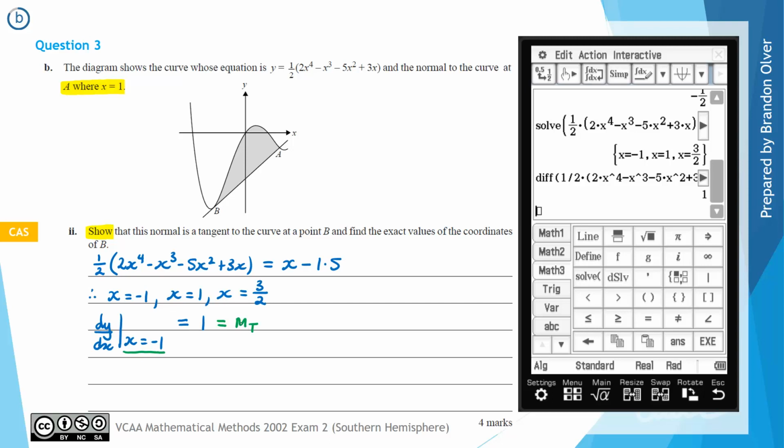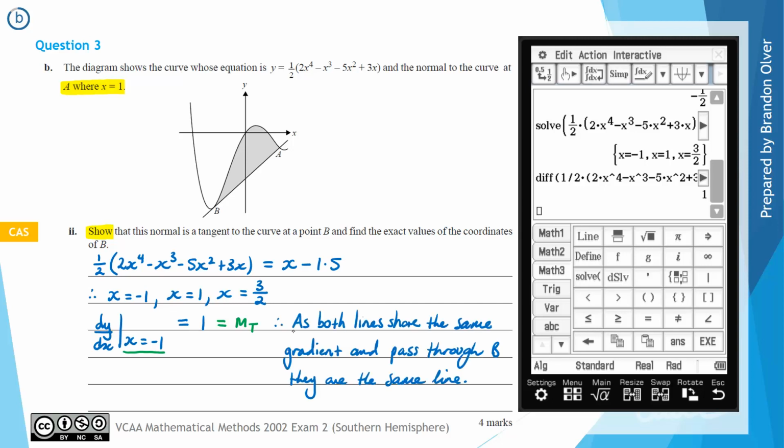So the gradient of the tangent line is equal to the gradient of the normal line, and they both pass through the point B, so we're starting to show that that normal line is a tangent to the curve at the point B as well. So we can say as both lines share the same gradient and pass through the same point B, they must be the same line, showing that the normal at point A is in fact a tangent to the curve at the point B.